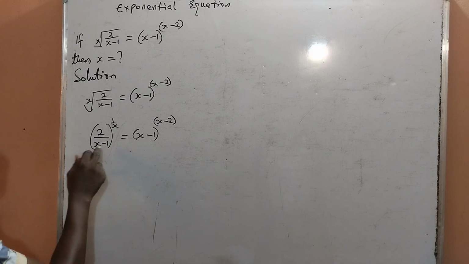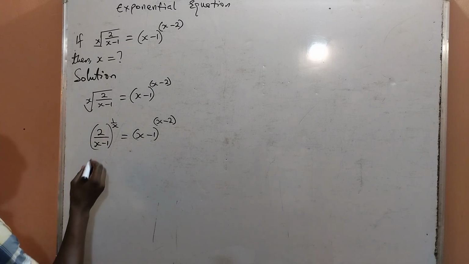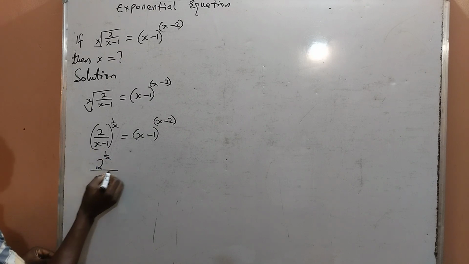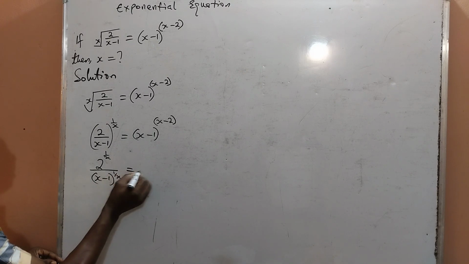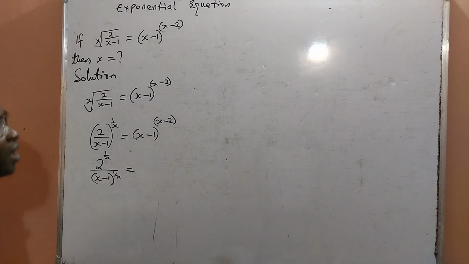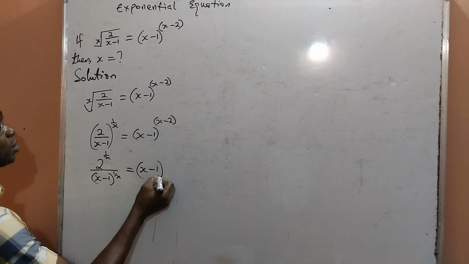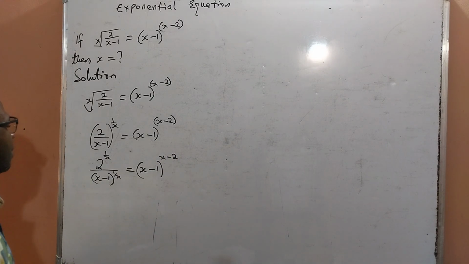Now, because what I have inside the bracket is a fraction, I can also write it as 2 raised to the power 1 over x, divided by x minus 1 raised to the power 1 over x, equal to x minus 1 all raised to the power x minus 2.